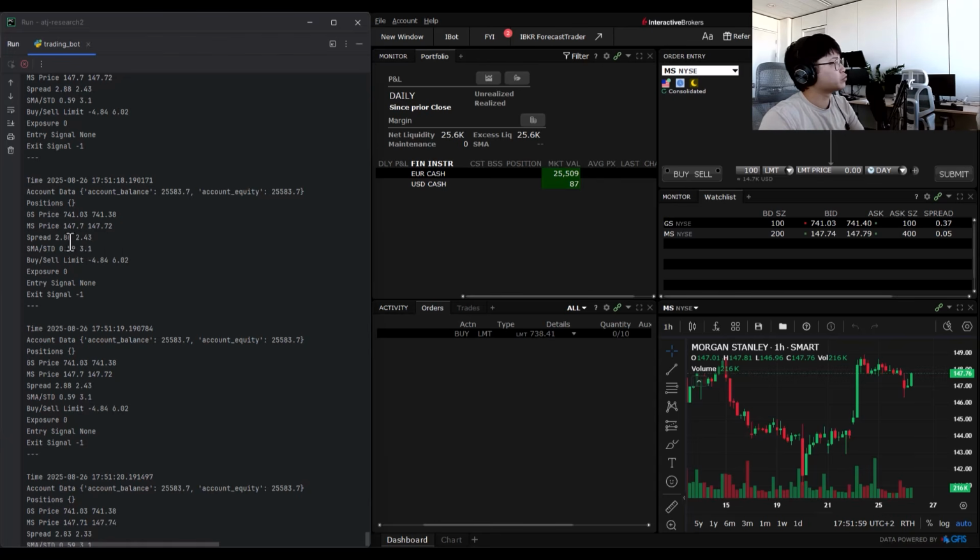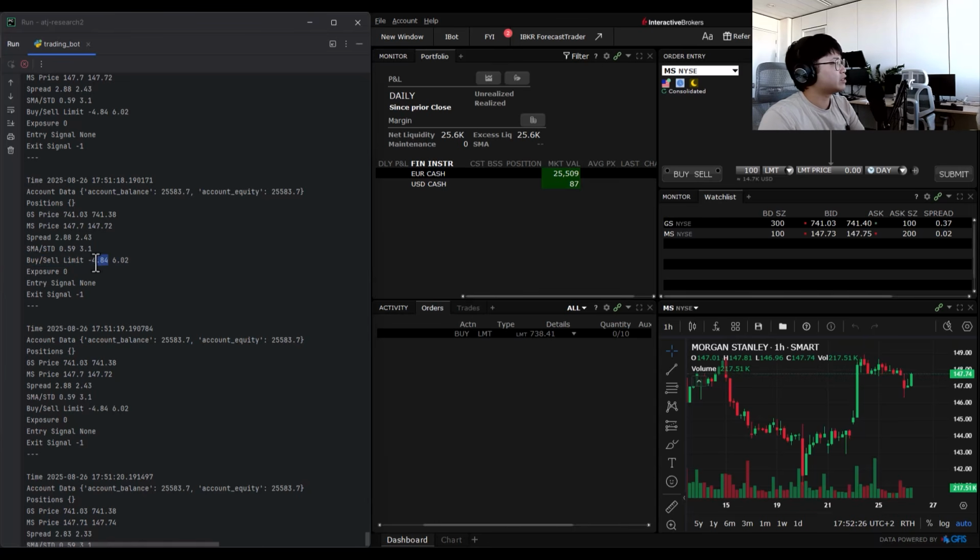So if you want to buy the spread, the bid and ask spread for that would be 2.88, so slightly more expensive. And if you want to sell the spread, it would be 2.43. So that's why I have two values here. And then we have the simple moving average and the current standard deviation. And then using the historical prices, we can compute our buy and sell levels.